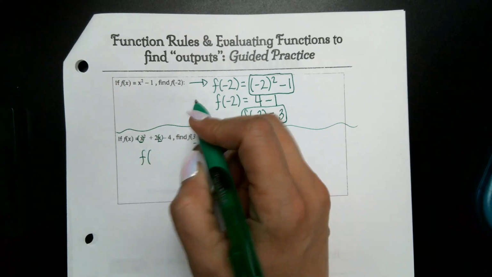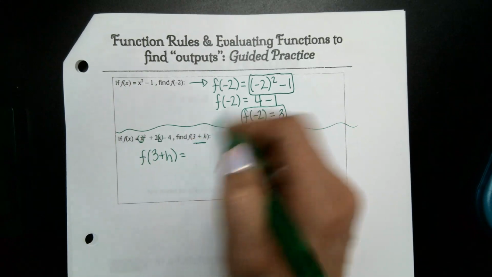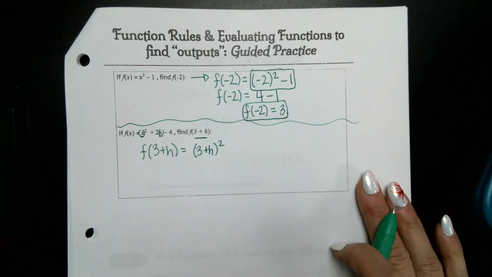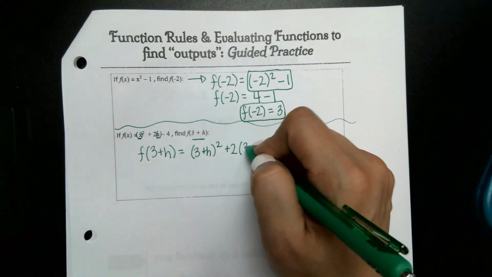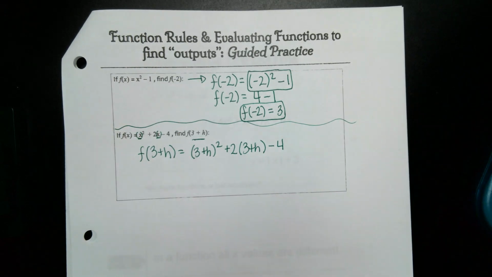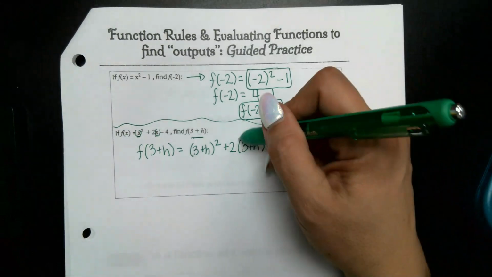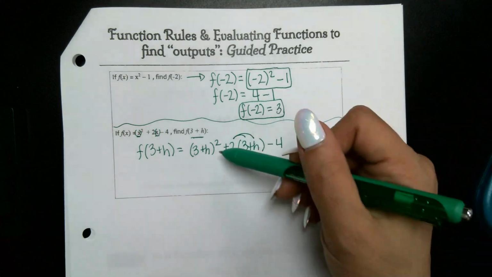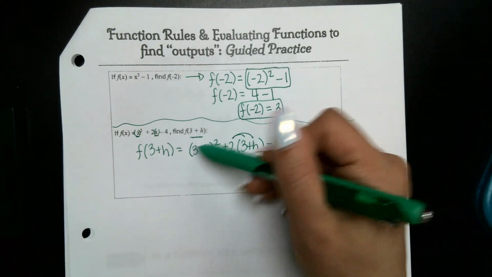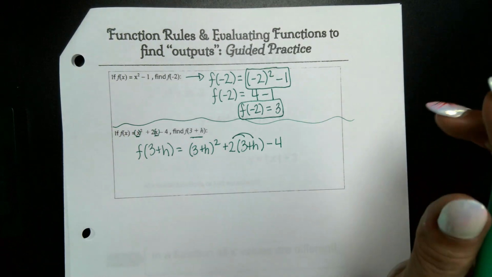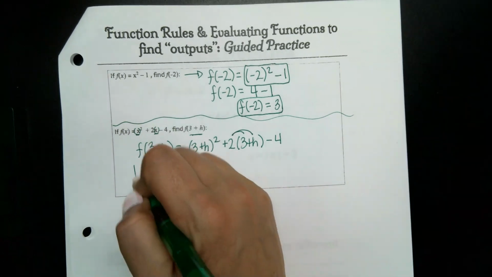Okay, so f of 3 plus h would equal, okay, we're going to have 3 plus h in parentheses because we have to square that, plus 2 times 3 plus h, and then minus 4. Now I do think this part right here is going to be easy for you guys. That's just distributing. But when you square an expression, what do I have to make? If you have 3 plus h and you have to multiply it by another 3 plus h, we have to do a box problem, don't we?